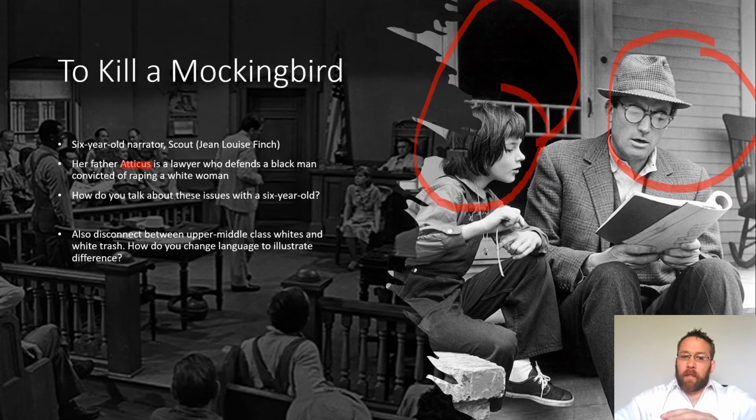This book, To Kill a Mockingbird, also has this disconnect between upper middle class whites and, quote unquote, white trash, right? I know it's not the kindest of language, but that's really the distinction they're trying to draw here, especially for the very racist people in this area in this book. So the book also looks at how you change language to illustrate these class differences. When different people in the book are talking to each other, there are ways in which we go back to our conversation on things like code switching, right?